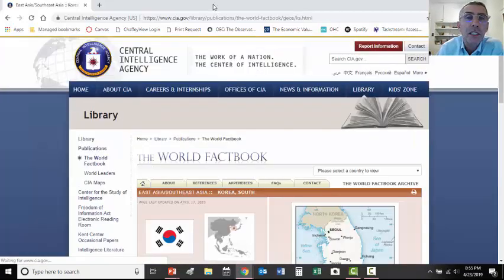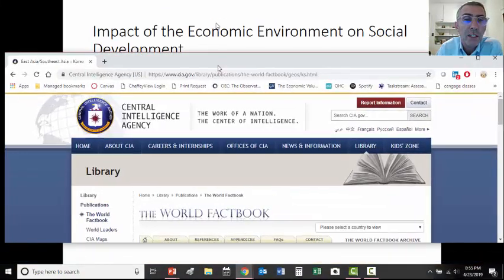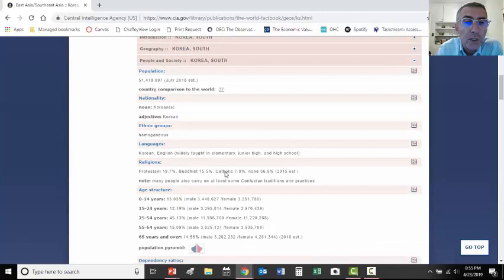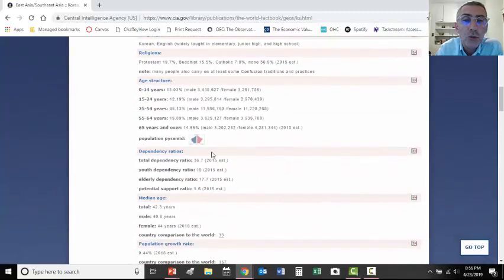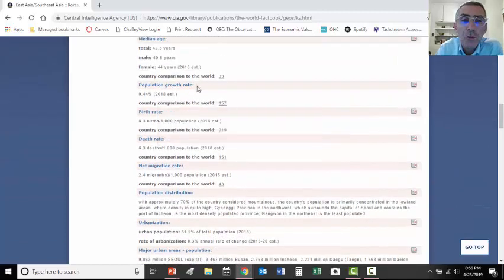So we are talking again about the life expectancy, etc., right? When you look at South Korea and you start to look at people in society over here: population, nationality, language, religion, age structure, and then some really interesting things. So what is the population growth rate? Okay, 0.44%. Compared to the world, it's 157. The birth rate is 8.3 births per 1,000 persons, so they rank 219 in the world.